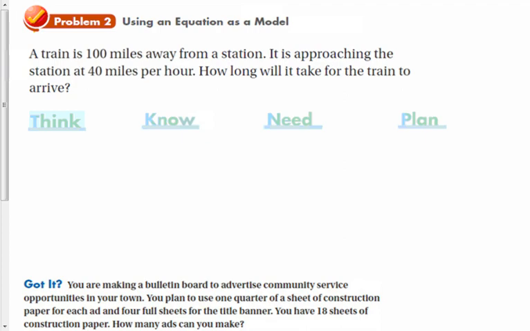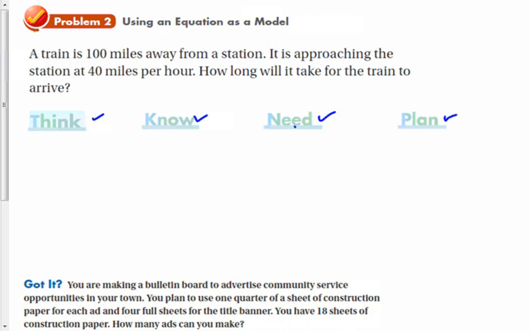All right, using an equation as a model. So a train is 100 miles away from a station. It is approaching the station at 40 miles per hour. How long will it take the train to arrive? This is kind of a 4-step plan for solving equations. You want to think about the problem. Then you want to think about what you know about the problem, what you need about the problem, and then you make a plan. Okay?